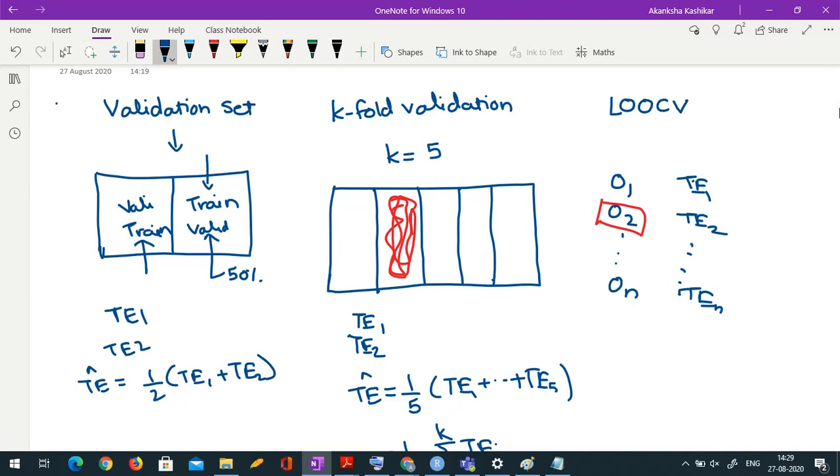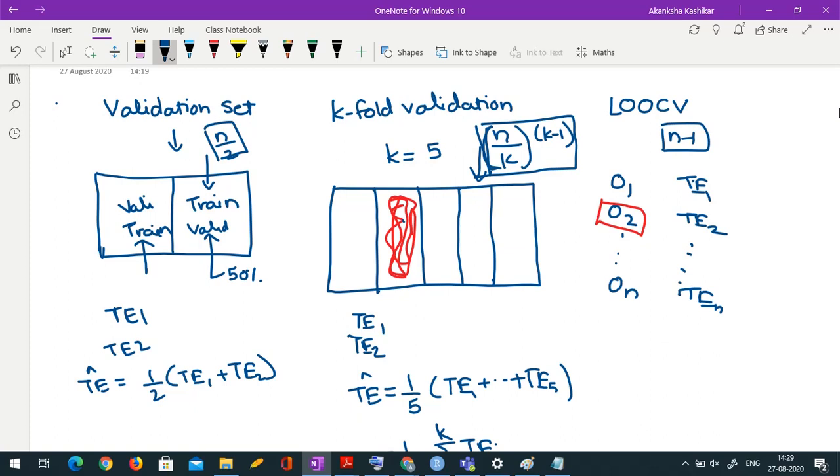So here, my model is fitted on the basis of roughly n by 2 observations. Correct? Here my model is fitted on the basis of how many? Try to think. It is n by k into k minus 1. Correct? N by k. So each part has n by k observations and we use k minus 1 parts. So the total number of observations used for training data is n by k into k minus 1. And in LOCV it is n minus 1.